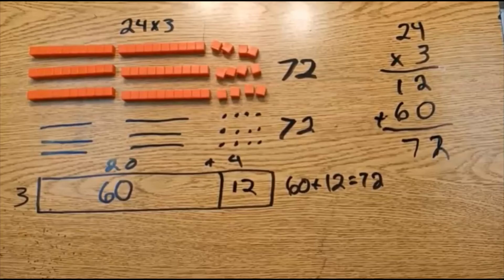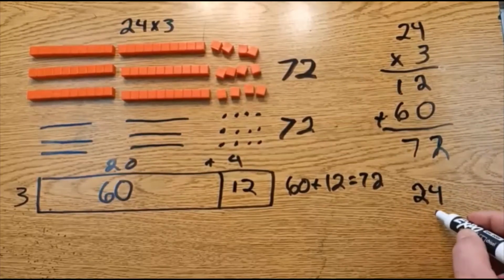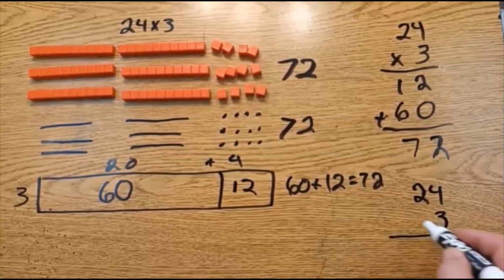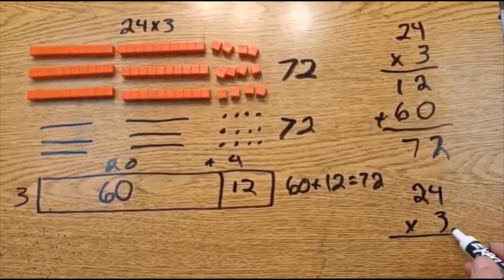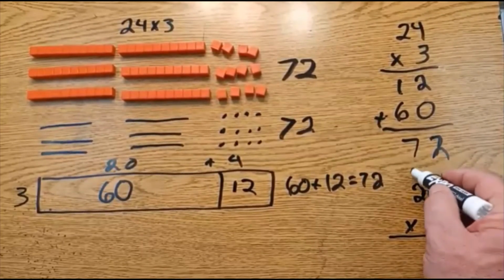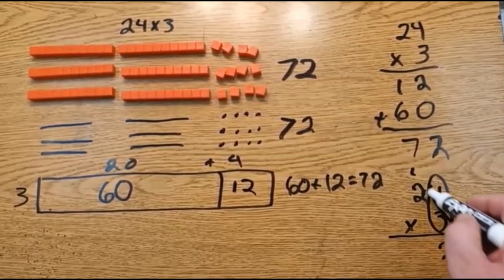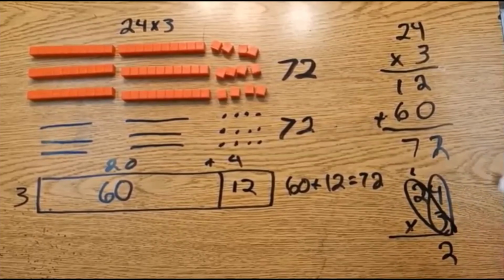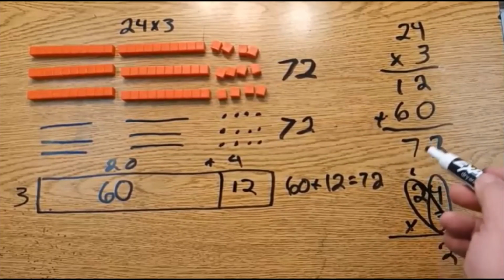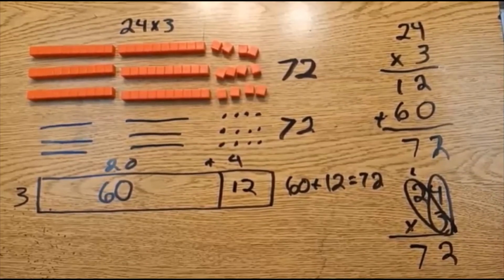And the standard algorithm way is the way that we want third graders to be able to do this by the end of third grade, or sooner, by the end of this lesson. We want them to be able to do 24 times 3. First thing we're going to do is multiply 3 times 4, and 3 times 4 is 12. And I'm regrouping right here. Then I'm going to multiply 3 times 20, or 3 times 2. 3 times 2 is 6, plus 1 more is 7. So 24 times 3 is 72.